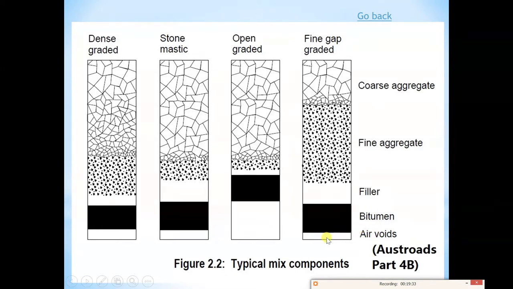Okay. And the last one, the white portion, is the avoid. You can see that the one with the biggest amount of avoid is the open graded. The big avoid is about, I think later on we will see, about 18% to 25% of avoid. So that's why it's called open graded. Followed by these two, which are almost the same, the dense graded and stone mastic. They don't have that much air void, and then the fine gap graded has the least amount of air void. Okay, so these are the typical mix components of these four mixes.